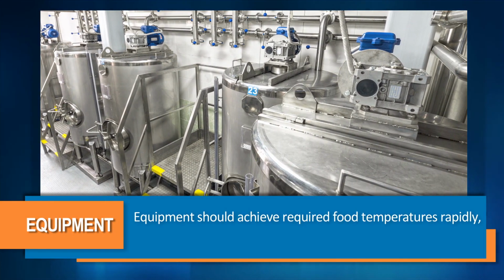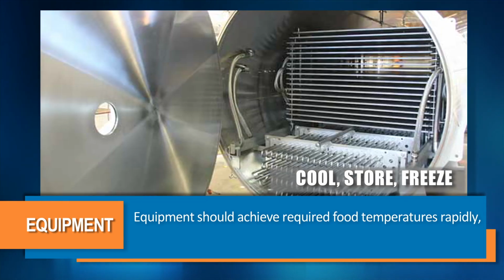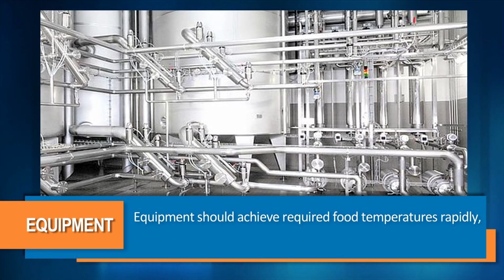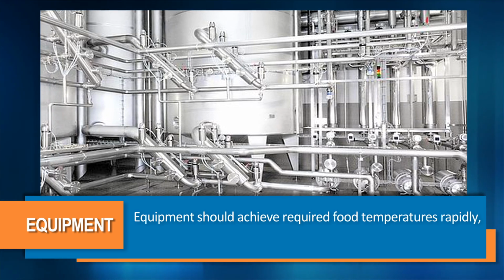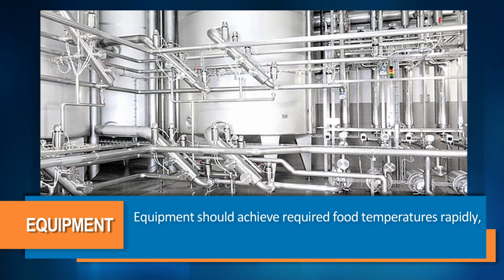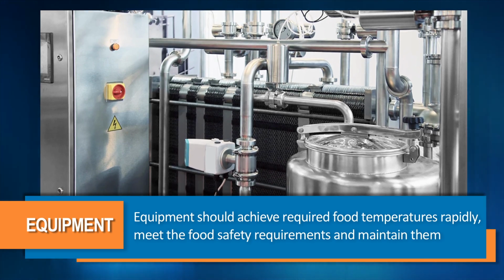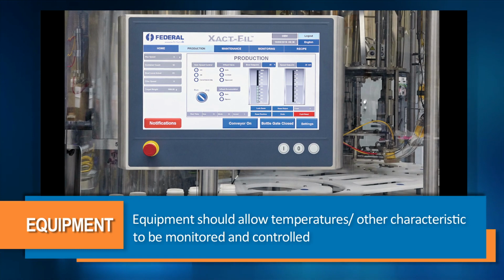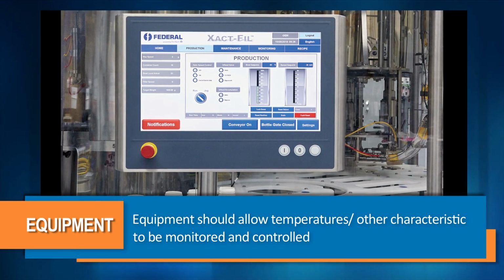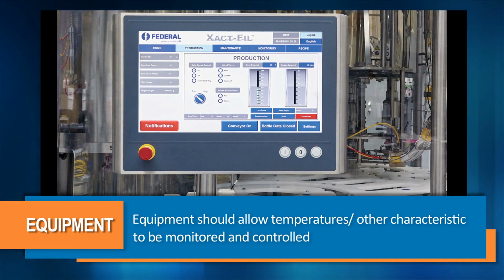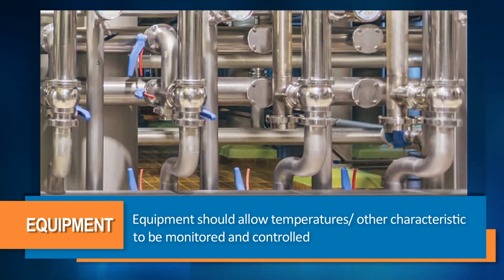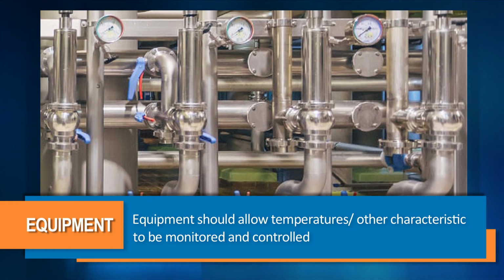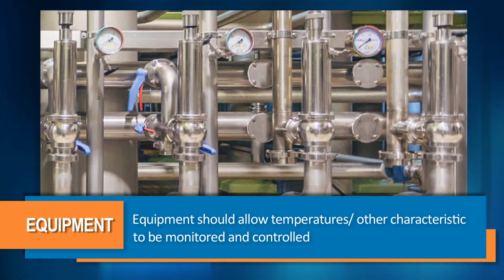The equipment used to cook, heat treat, cool, store, or freeze food shall be designed to achieve the required food temperatures as rapidly as necessary to meet the food safety requirements and maintain them effectively. The design of the equipment should allow temperatures to be monitored and controlled, and any other characteristics likely to have a detrimental effect on the safety or suitability of food.